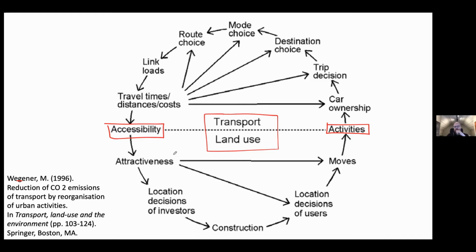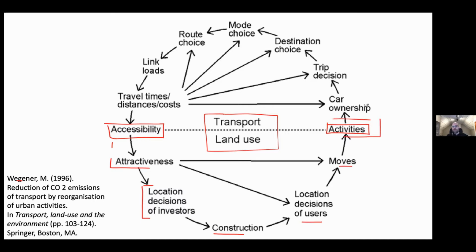Well, I suppose if we start over here, the accessibility of a piece of land, how accessible it is to labor markets, or to jobs or other types of amenities, influences the attractiveness of that land for development. Investors make locational decisions based on attractiveness. They might then construct buildings. The users of those buildings pick locations, they move to those buildings, and then activities are set up.